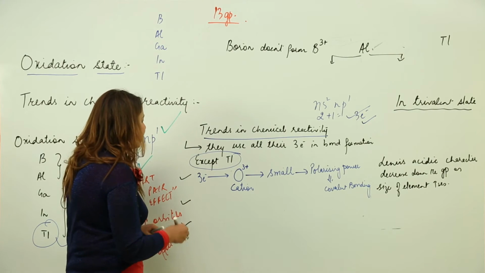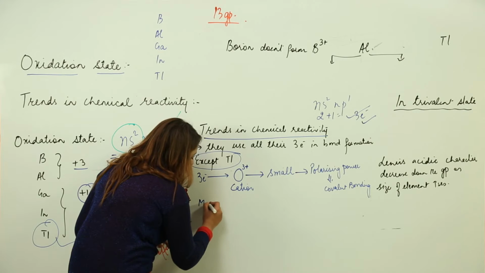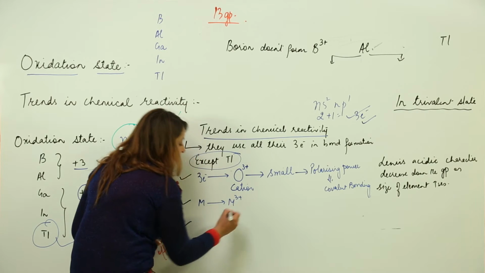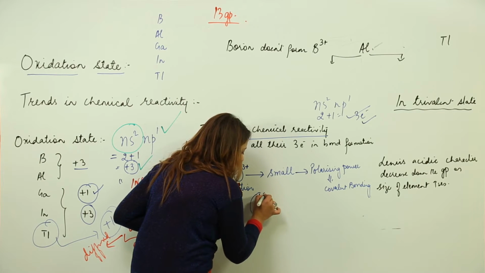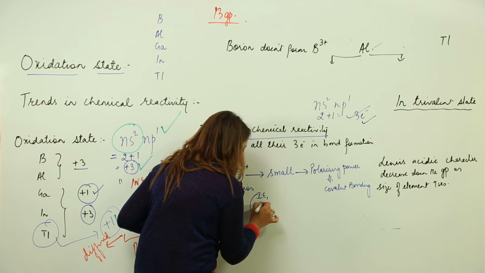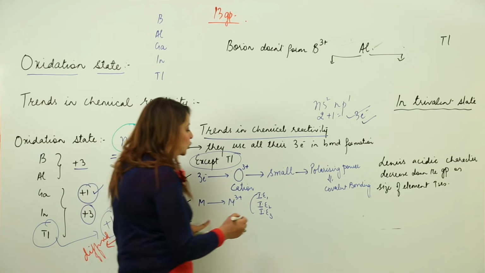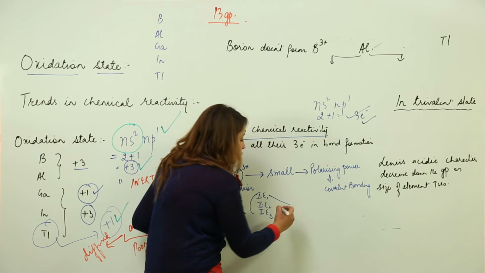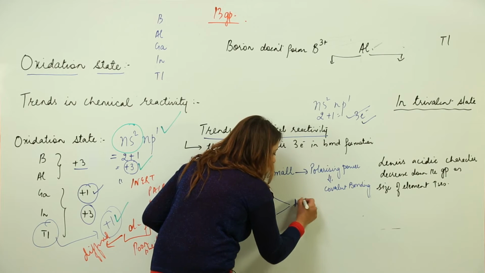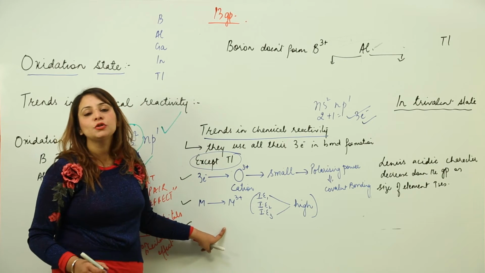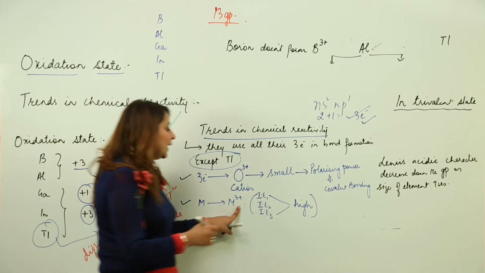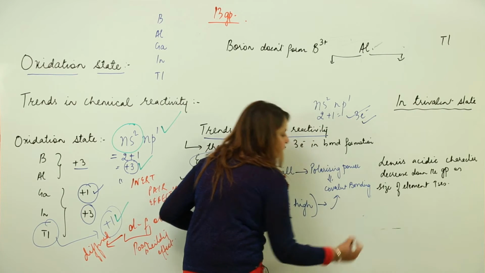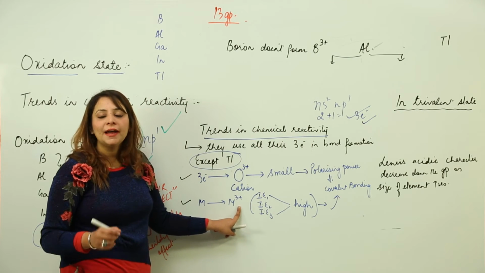The second thing is that if these metals try to become M3+, they will need to lose 3 electrons. That means the first ionization energy for removing the first electron, the second for removing the second electron, and the third for removing the third electron, and in total we add them. Their sum becomes very high, so this much energy cannot be supplied to make them form M3+. That is the reason they show maximum covalent bonding. They do not form ionic bonds, they form covalent bonds.